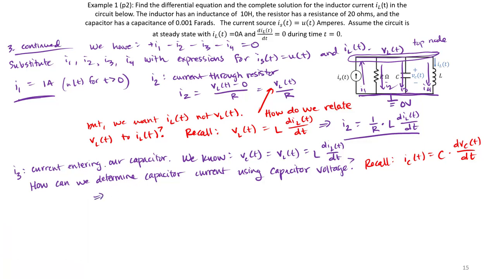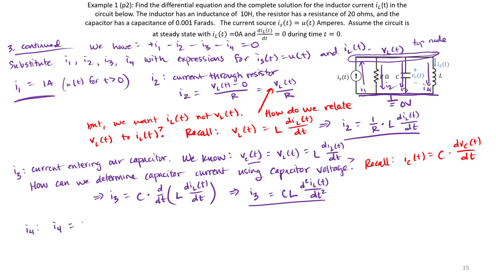So using that, we can determine that our current I3 is simply equal to, in this case, our capacitance times the time derivative of our capacitor voltage, which is L dIL of t dt. So therefore, our current I3 is going to be equal to C times L times the second derivative of our inductor current. Finally, the last term in our Kirchhoff's current law expression is I4. And I4 is simply equal to IL of t. That's the current through our inductor.